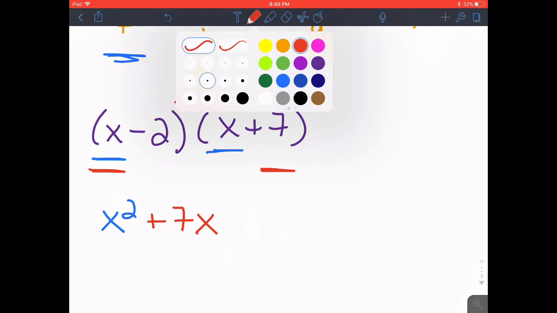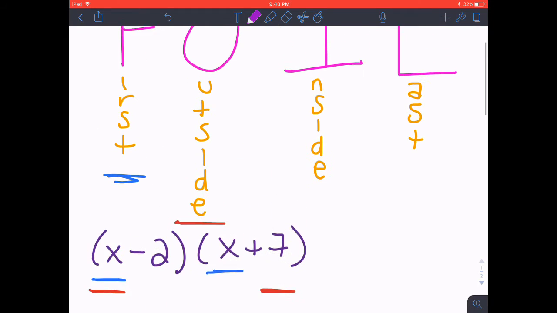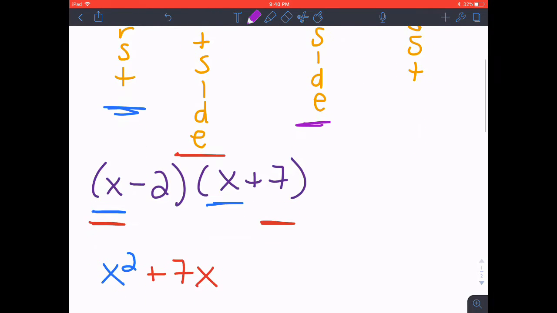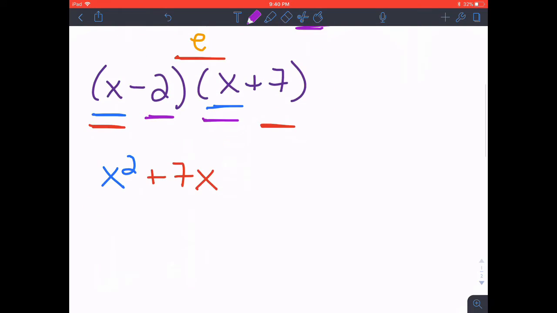And now we're going to go with the inside, as shown above. I'll do this in purple. So now that means the inside for the whole multiplication. Whatever you want to say, multiplication. So you multiply the negative 2 and the x because those are the two inside terms. So when you do that, you get negative 2x, as you should know. Now then you add that to the x squared and the 7x. So you're adding negative 2x.